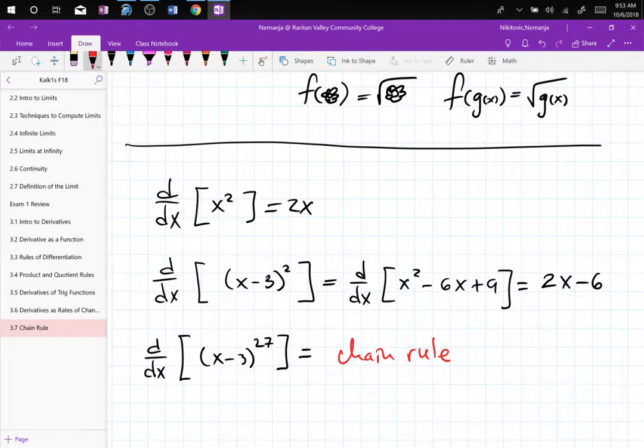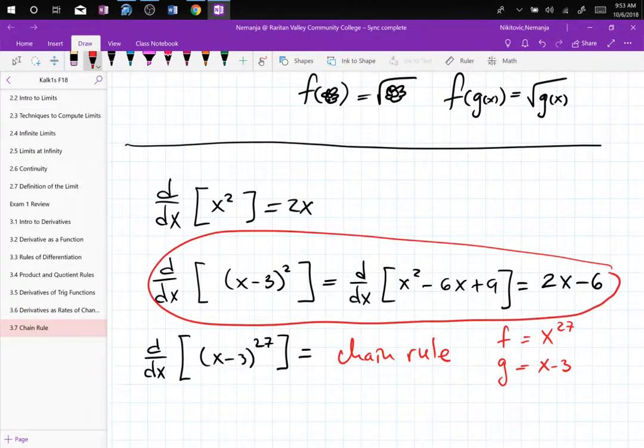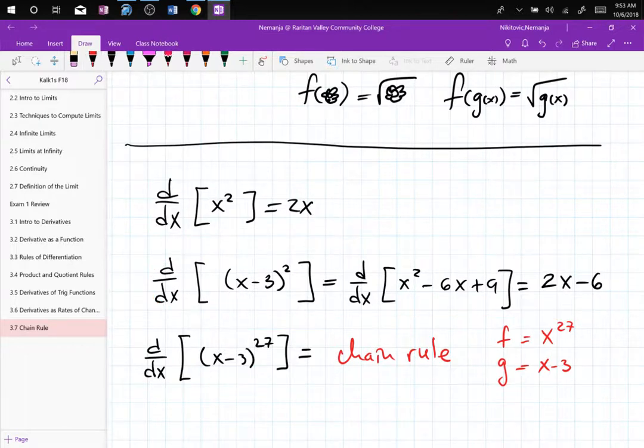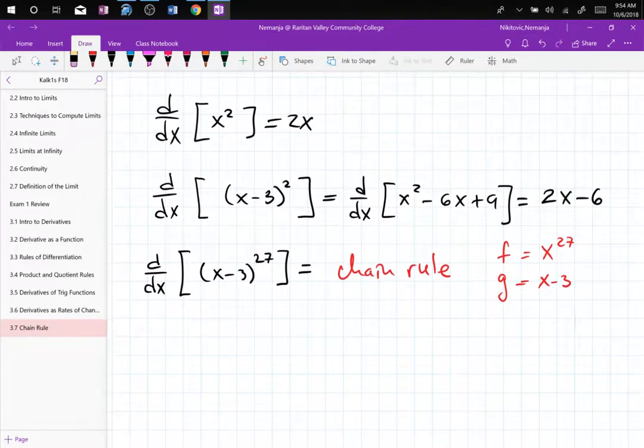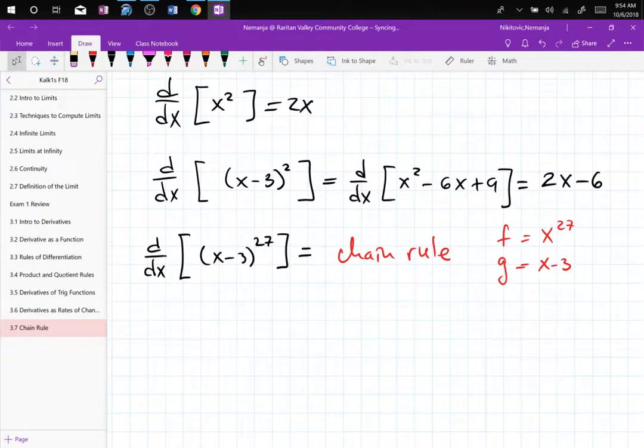This is a composite function where f is x to the 27, that's the outer function, and g is x minus 3. So yes, there is a much better way to deal with this derivative than foiling this exponent of 27 and then figuring out the derivative this way. When the exponent is small, like 2 or 3, you might want to foil it, but you shouldn't, but you can. But anything bigger than that, obviously, chain rule is your buddy.